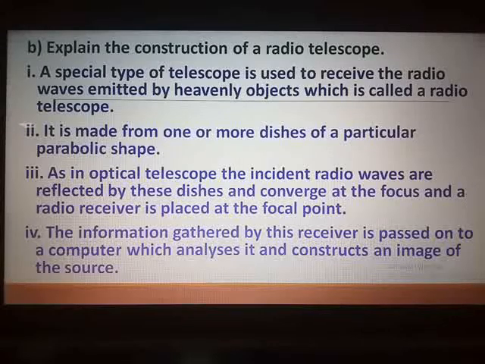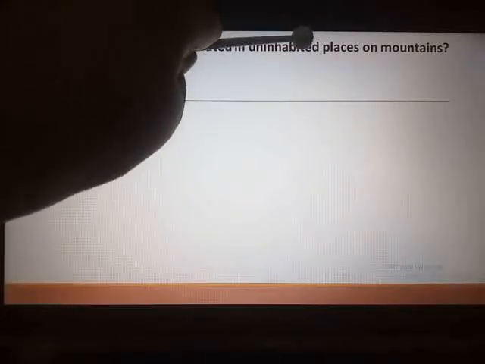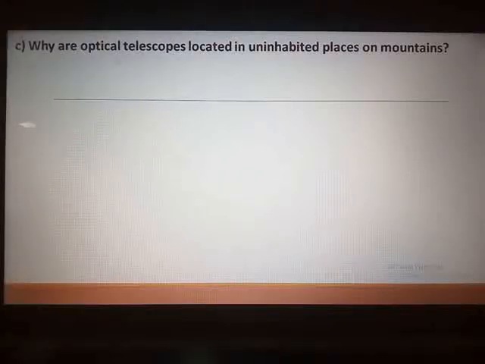Very simple answer. I hope you have marked up to question number 6B. Now we move to question number 6C. You have to mark on the next page, 213. So don't change your page. Why are optical telescopes located in uninhabited places on mountains?